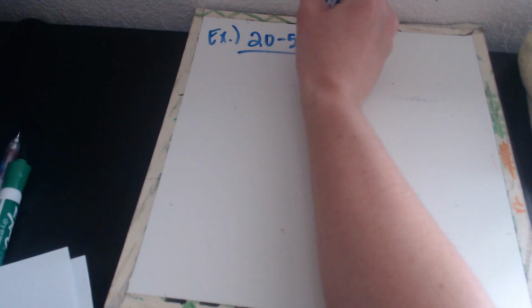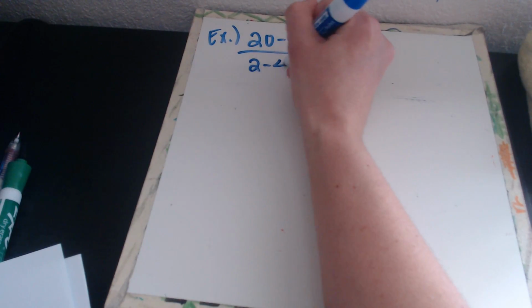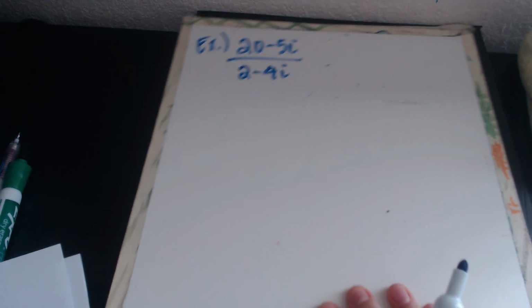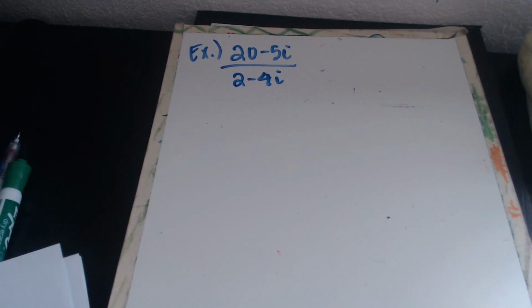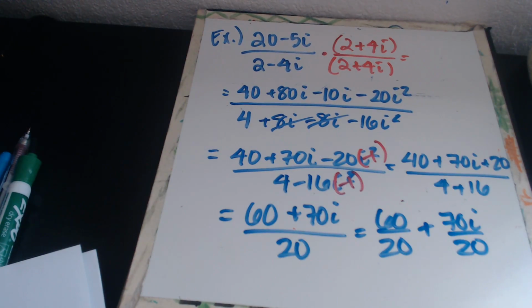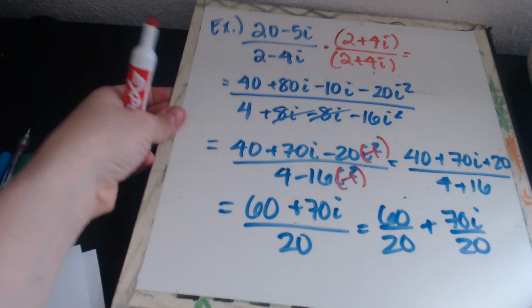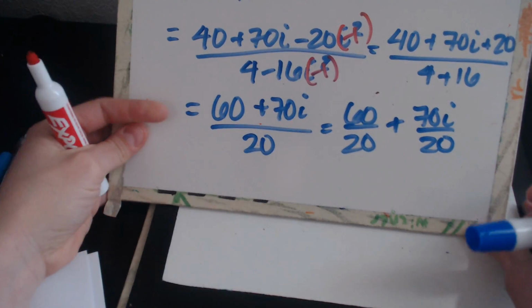All right, last one for the dividing. 20 minus 5i over 2 minus 4i. So again, go ahead and try this one on your own. If you get down to this point, hopefully you were able to do that. You get down to this point where you separate, and now this is an example of one where we can actually reduce.